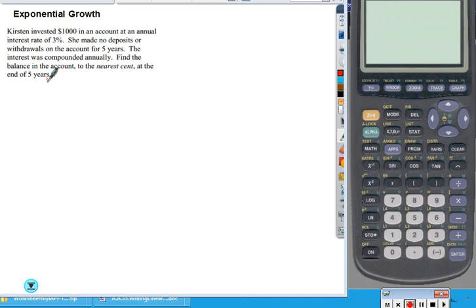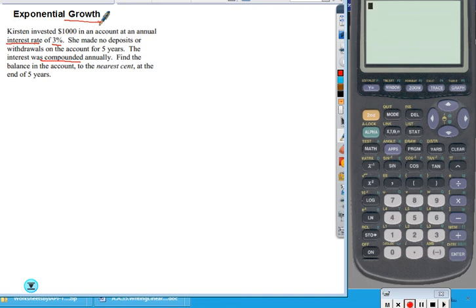So the words that we could look for to know that this is exponential growth are words such as interest rate, percent, and then also compounded. This means that money is being made. Therefore, there is an increase of money or a growth of money.